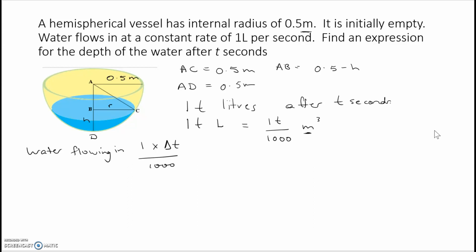Now, let's call this radius here R. So R squared is going to be equal to, just by ordinary Pythagoras, but we're having to think about it in 3D, but that's okay, 0.5 squared minus (0.5 minus H) squared. And if we do that, we see that R squared is equal to H minus H squared.